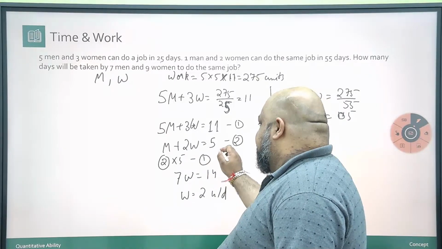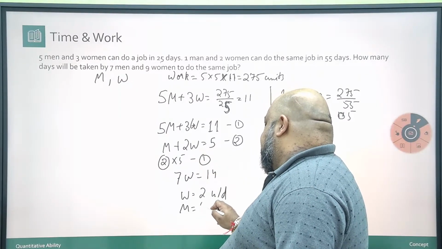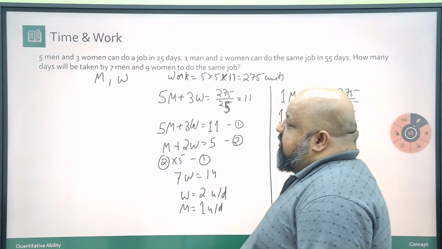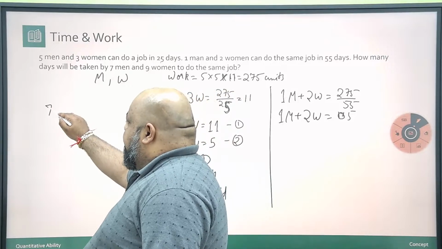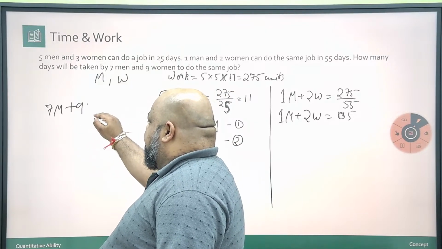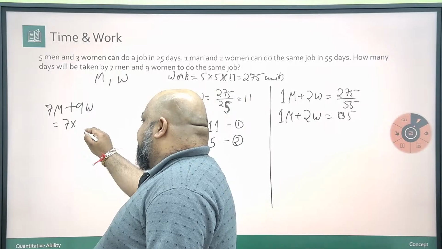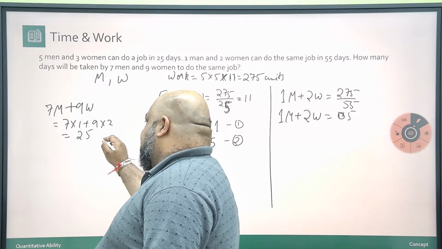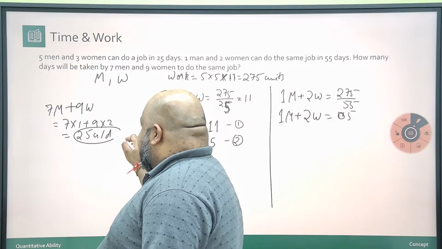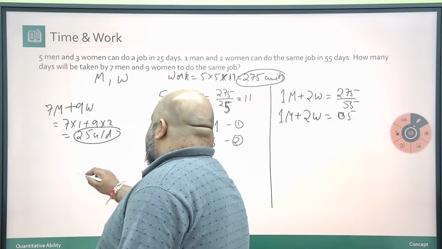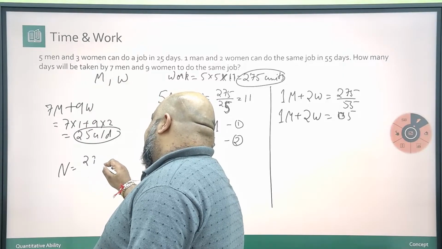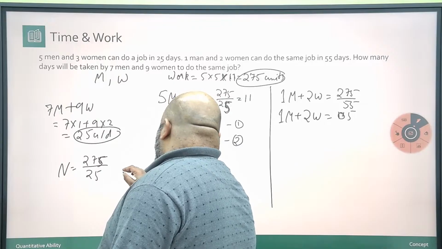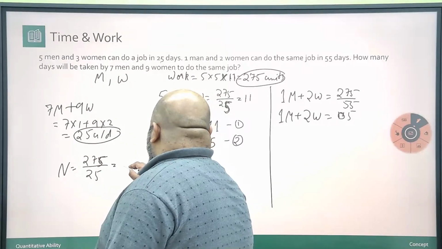Substituting that value here, 2 2s are 4. m comes out to 1 unit per day. So a man does 1 unit per day. A woman does 2 units per day. We were asked how many days for 7 men and 9 women. 7 men is 7 into 1. 9 women is 9 into 2, 18. So 25 units per day. So this is the efficiency. They have to do 275 units. So number of days will be 275 by 25, which will be 11 days.